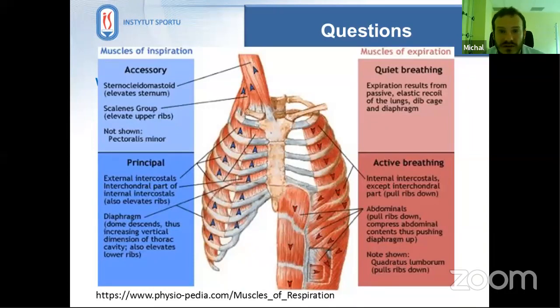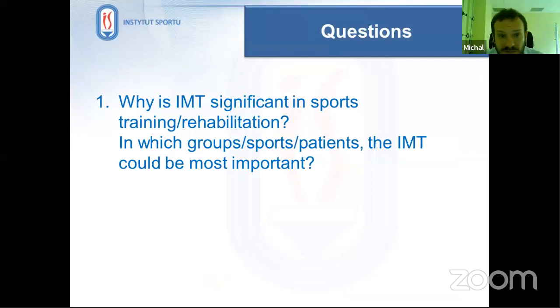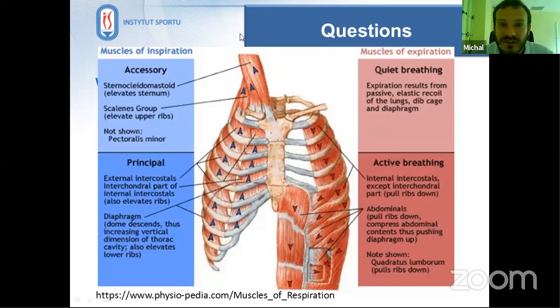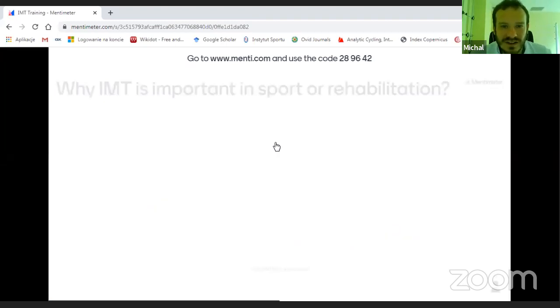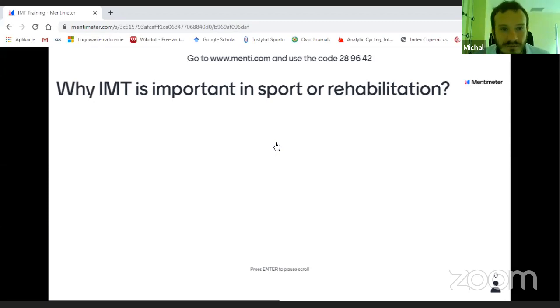because as you know, why is inspiratory muscle training significant and important in sport, and in which groups? That is the next question for you. We have some answers, we have some students. So I would like to ask you: give me some ideas why inspiratory muscle training is important in sport, rehabilitation, medicine, or any kind of human movement. There are no wrong answers. We can discuss all points. So if you have any ideas.